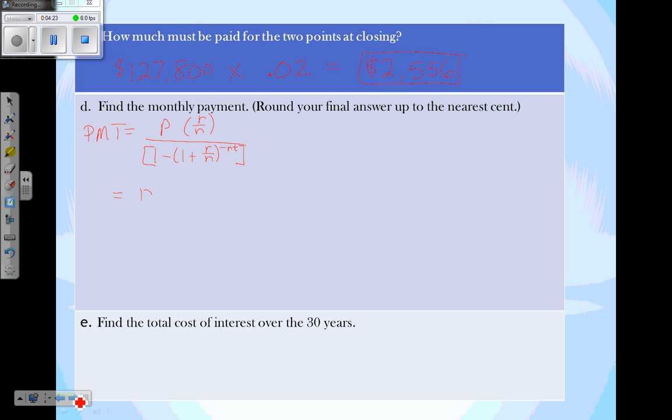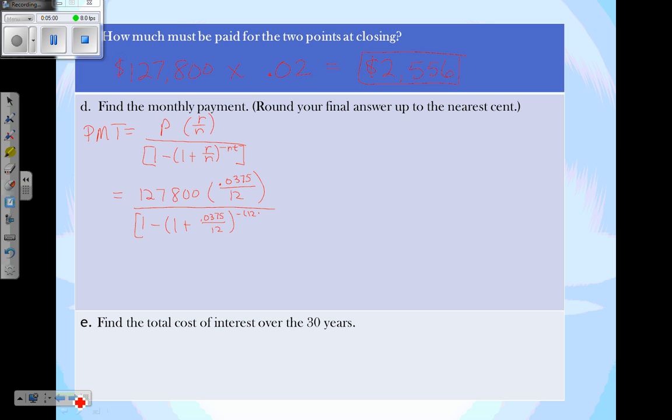That would be 127,800 times. My rate is 0.0375. And N is 12, because we always do our mortgage payments in 12 payments per year, 1 payment per month. Since there's 12 months in a year, you make 12 payments per year. So N is 12. In the denominator, it'll be 1 minus 1 plus 0.0375 divided by 12, raised to the negative NT power.